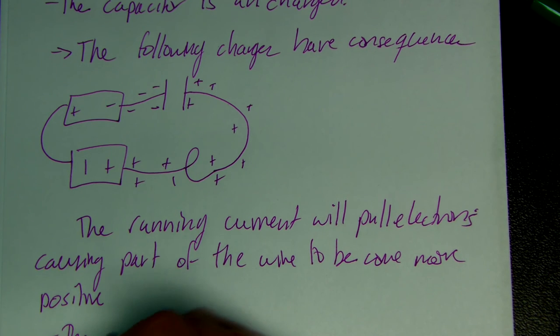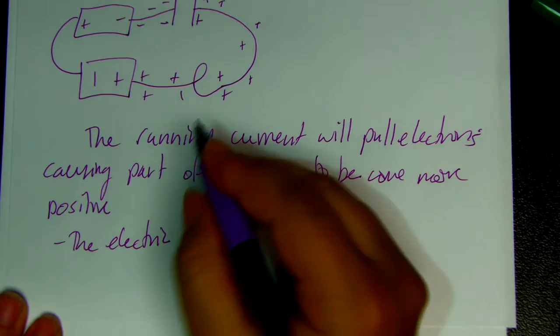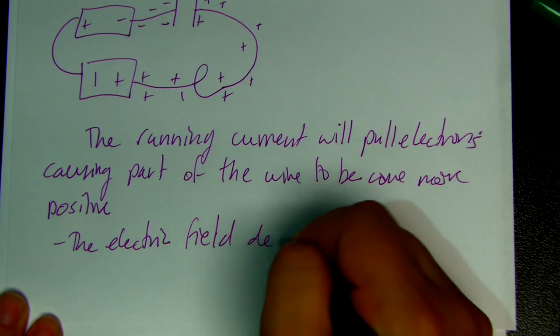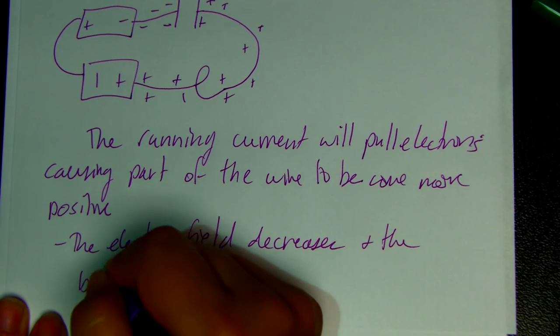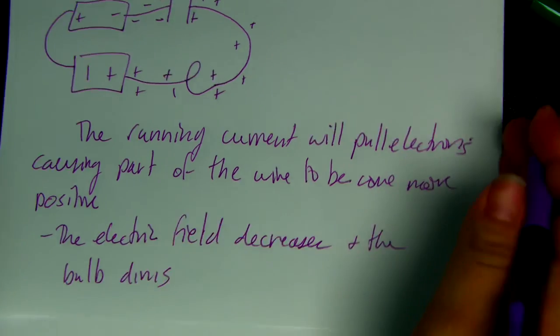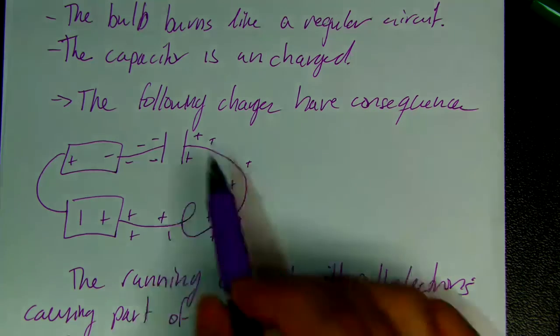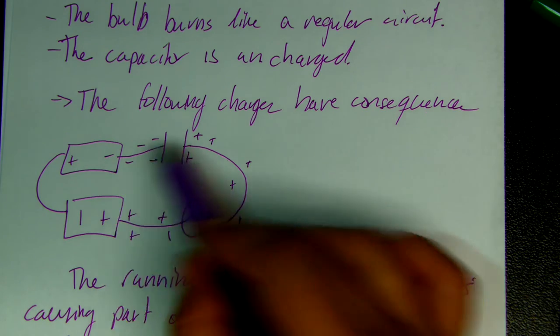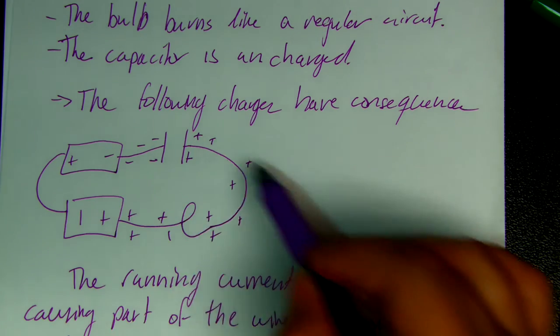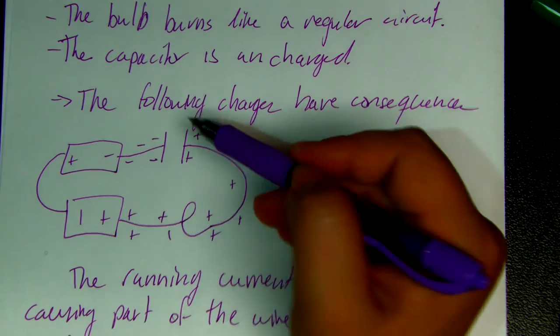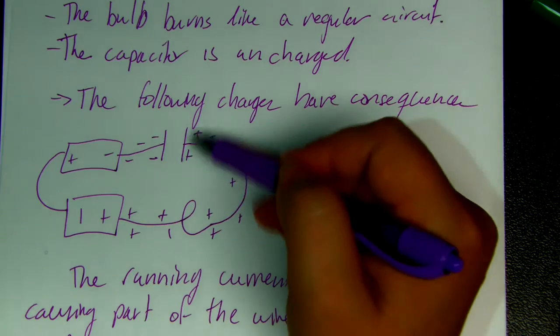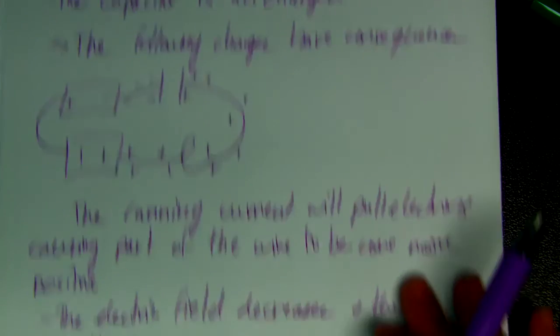And then the electric field decreases. And the bulb dims. So essentially, you start out, you've got some dilution of charge here, and then this battery and this battery, they're pulling the electrons through. And so as it's pulling the electrons out of this part of the wire, it becomes positive, and this is becoming negative, and then this plate is becoming negative, and this plate is becoming positive. And then more time passes, and we get our final state.